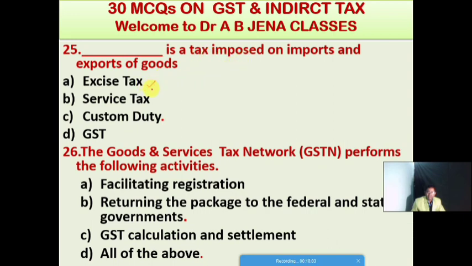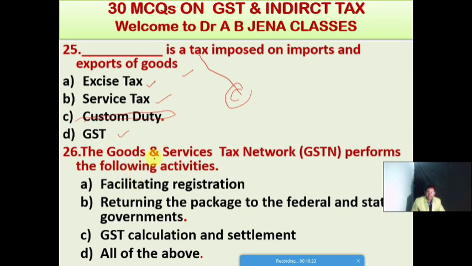Next one MCQ. What is a tax imposed on imports and exports of goods? Number 1 excise tax, B service tax, C custom duty, D GST. So the right option will be C. Custom duty is a tax imposed on imports and exports of goods.